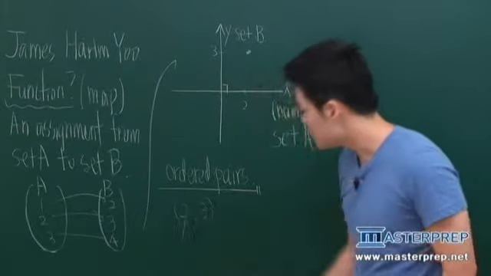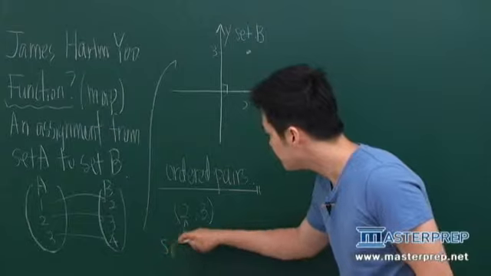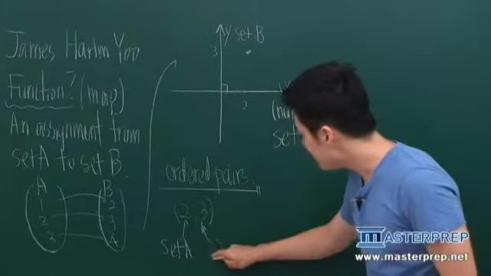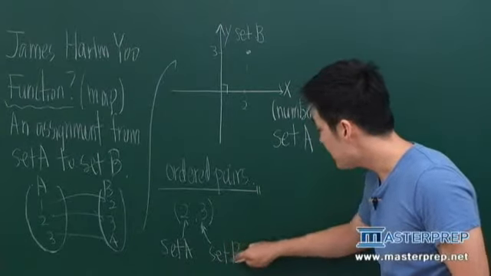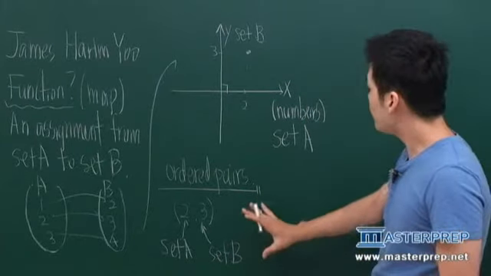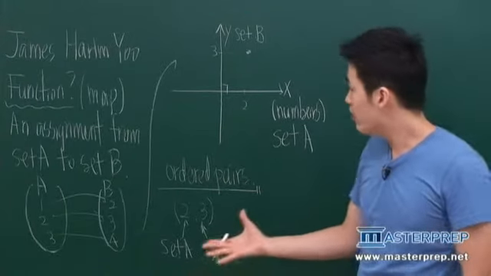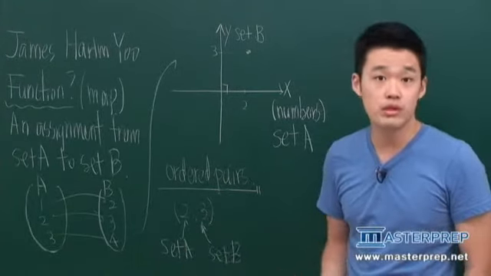So this 2 must be in set A, and this 3 must be in set B. Do you understand? And what we have to learn is something called domain and range, right? But let's think about polynomials first.